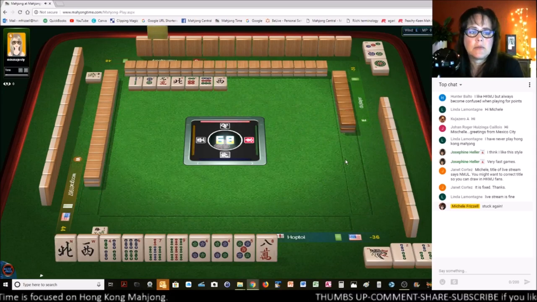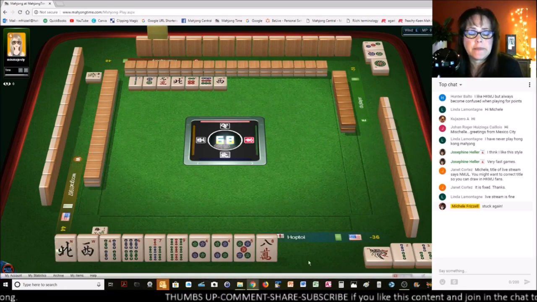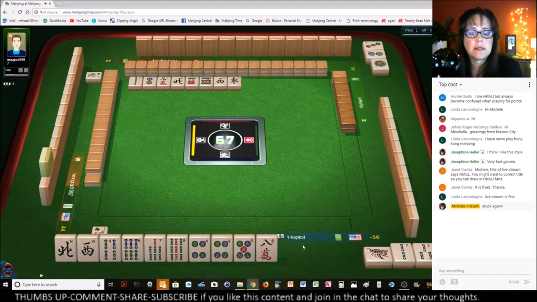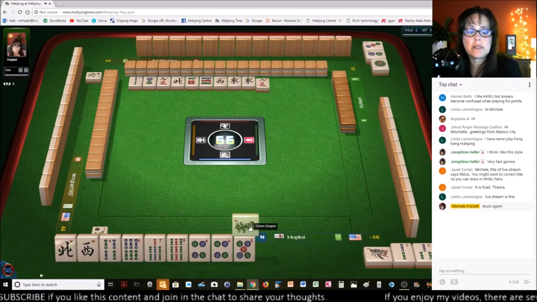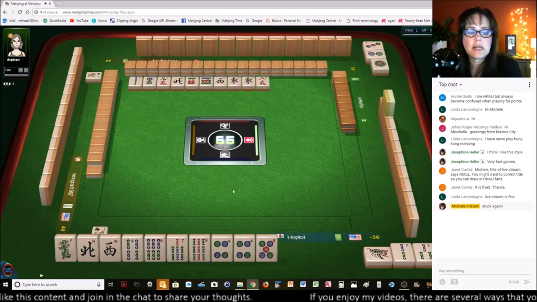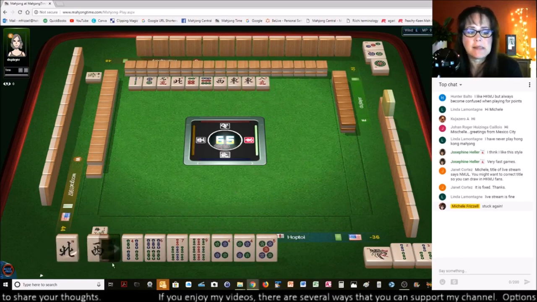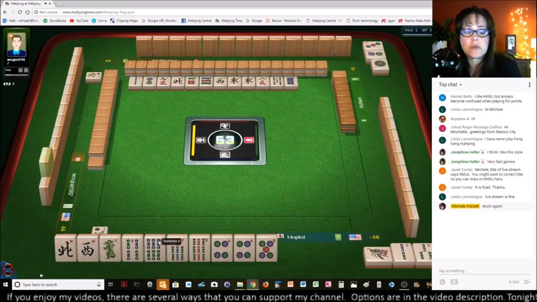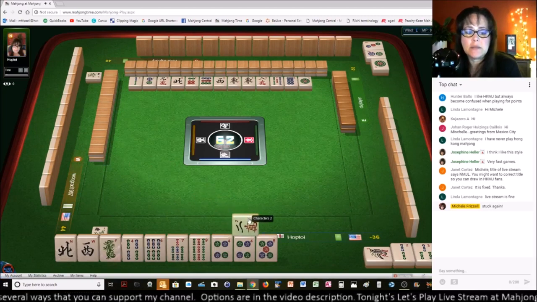West wind. Okay, one of each are out now that we have here. East wind. East wind. We need bams. Oh, I'll take a green dragon. Eight characters. Green dragon is nice. If we can get it paired up as a single, it's not going to help us. But we do have good chow potential with the 4-6 and the 7-9, even though those weights are not ideal.